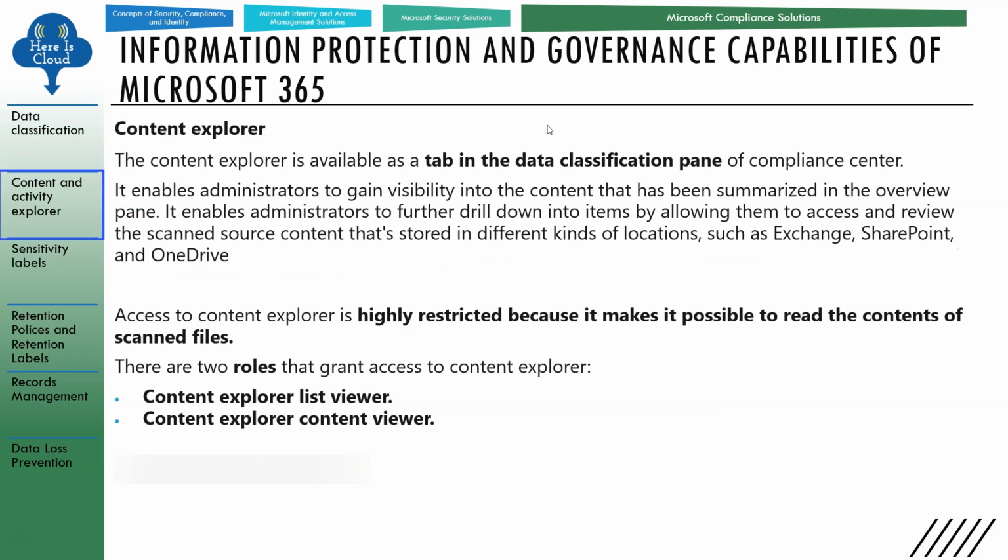Content Explorer is our next topic. Content Explorer is available on a tab in the data classification pane of the Compliance Center. It enables administrators to gain visibility into the content that has been summarized in the overview pane. It enables administrators to further drill down into items by allowing them to access and review scanned source content that's stored in different kinds of locations, for example, Exchange, SharePoint, and OneDrive.